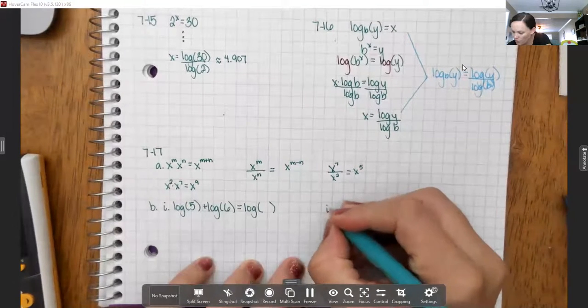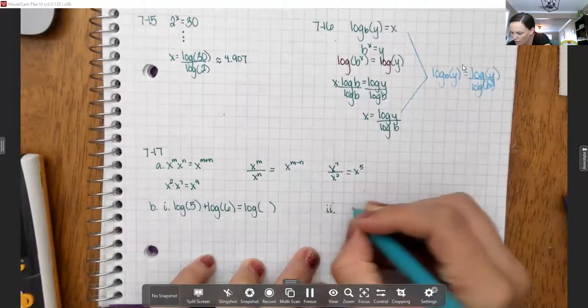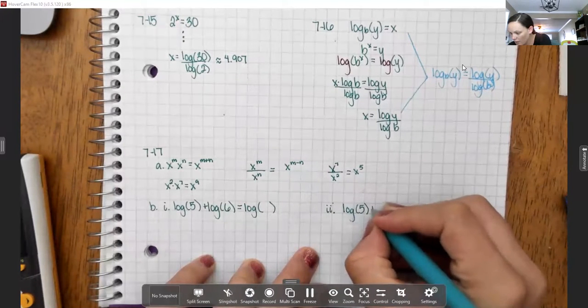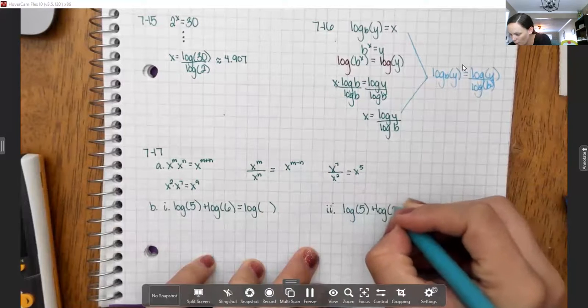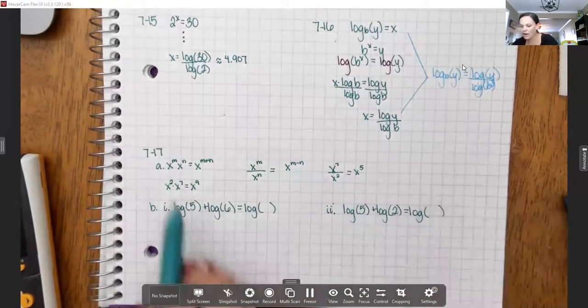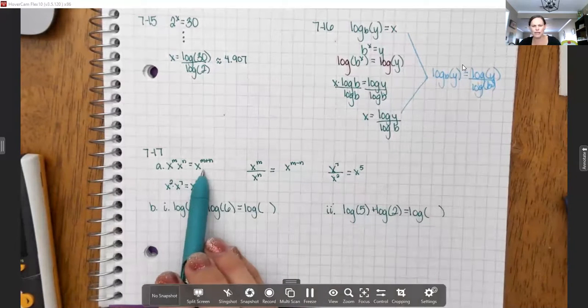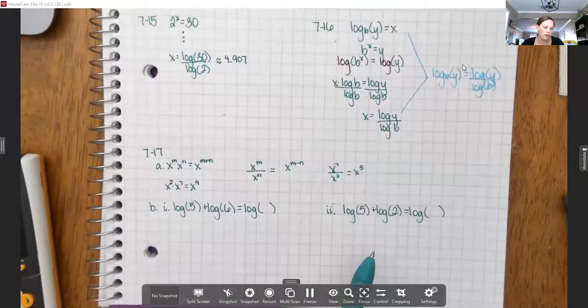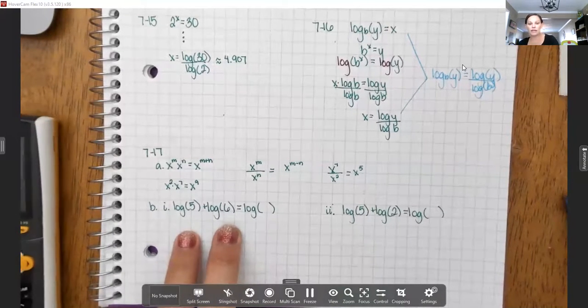Number 2 is log of 5 plus log of 6 equal to log of what single number? Just like up here, where we wanted to rewrite it with one single base, we want to rewrite this as one single log.